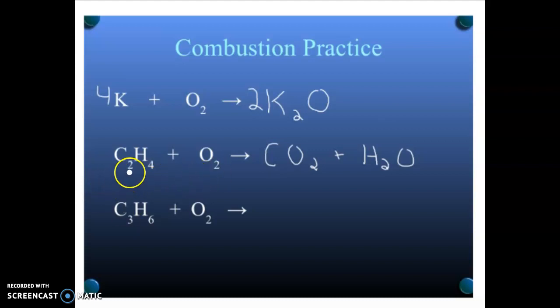All right, so on this first one, we have 2 carbons. There's just 1 carbon right here, so you have to have a coefficient 2. And then we have 4 hydrogens. There's 2 hydrogens here, so we'd have to multiply this by 2. All right, now we add up the oxygens on the product side, so there's 2 times 2, so there's 4 oxygens right here, plus another 2 oxygens from the water. That gives us a total of 6. So we can put a coefficient 3 in front of the O2 and it works out just fine. So that's that one.